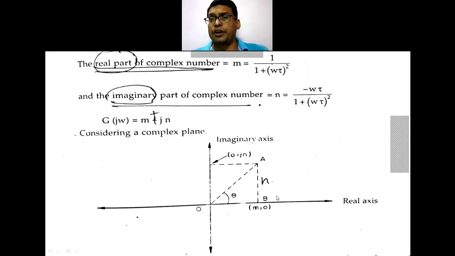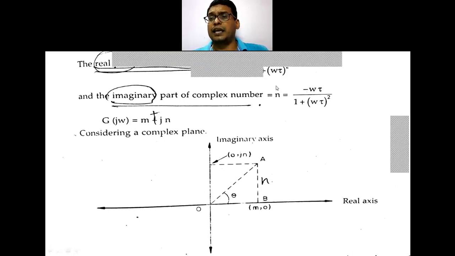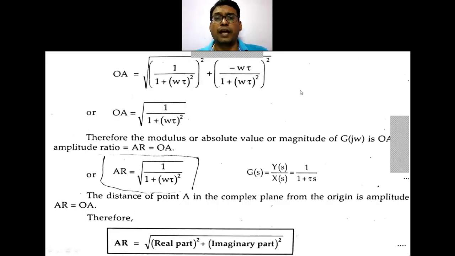Now we have already calculated the real part and the imaginary part. Substituting these two values, OA equals the under root of the real part, 1 upon 1 plus omega squared tau squared, whole squared, plus the imaginary part, minus omega tau upon 1 plus omega squared tau squared, whole squared. So OA comes out as 1 upon under root of 1 plus omega squared tau squared.